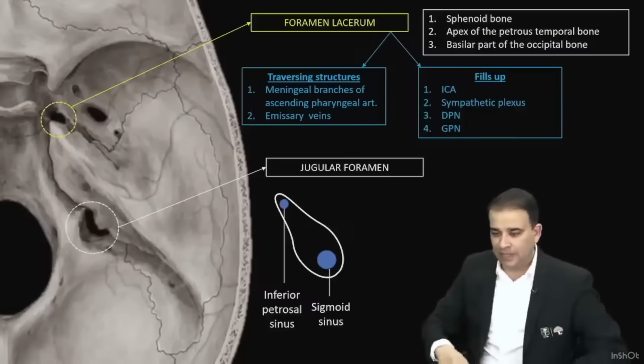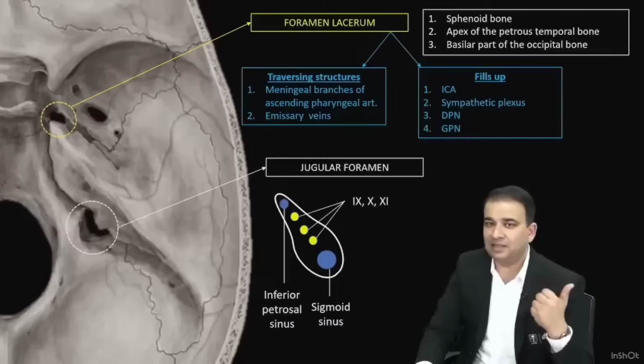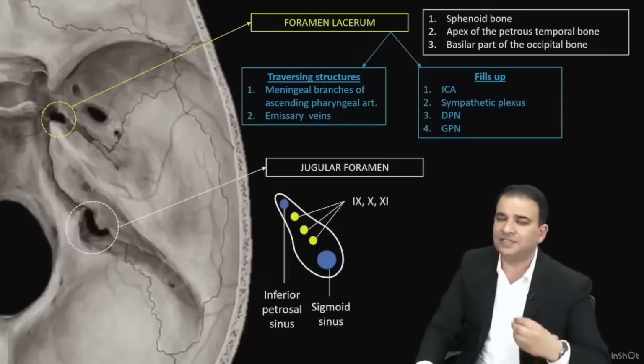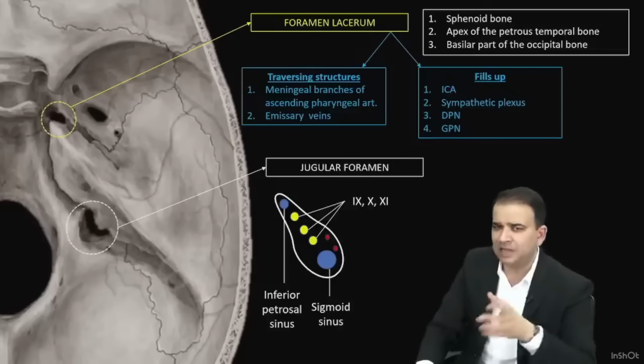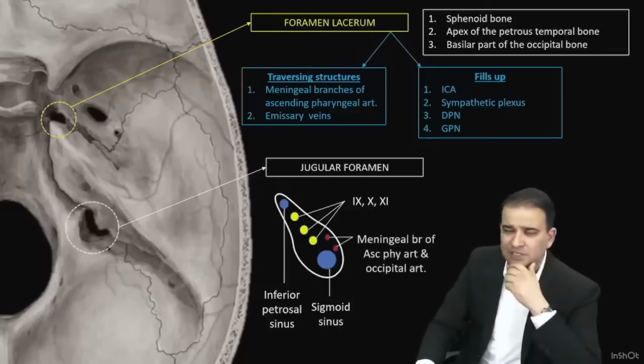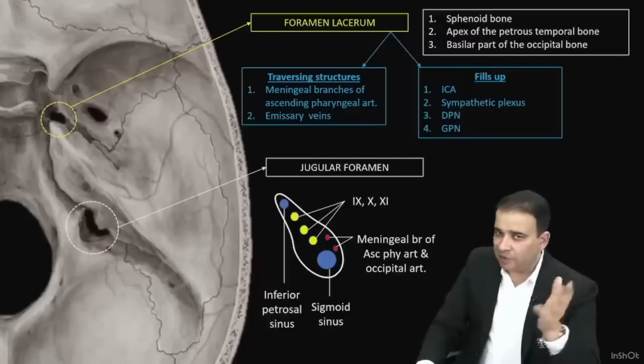One thing: in between them, we have the three nerves. The jugular foramen, in that sequence, is giving passage to the 9th, 10th, and 11th nerve. And again, we have some meningeal arteries also. The meningeal arteries coming from the ascending pharyngeal artery, some coming from the occipital artery. Like again, meningeal branches of the ascending pharyngeal and occipital artery. And one question is simply about the arrangement of the structures there.